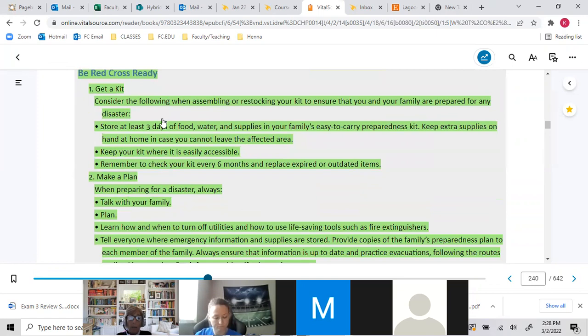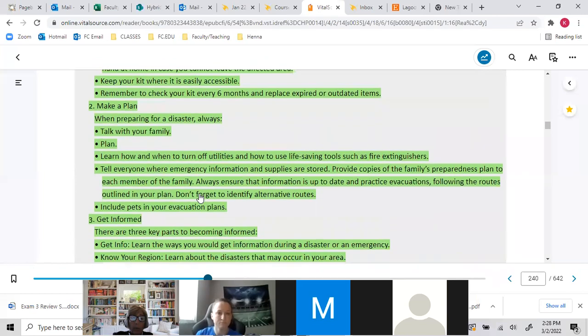So I'm going to ask you to review this, okay? Because getting families ready is the most important part of preparedness, right? Helping them put together a kit. What needs to be in the kit? 3 days of food. Okay, keep the kit accessible. Remember to check the kit every 6 months for outdated items, right?